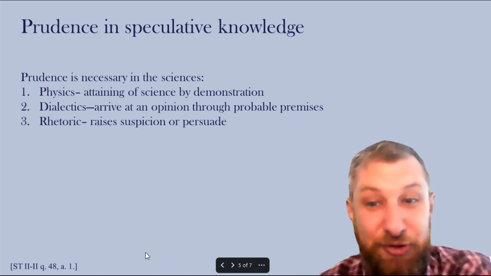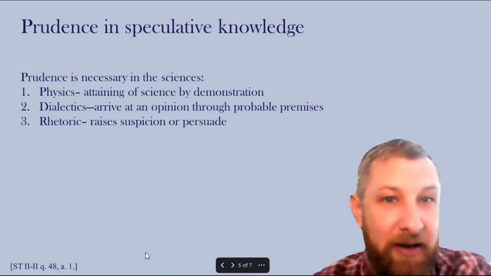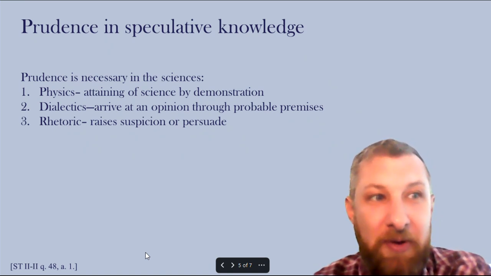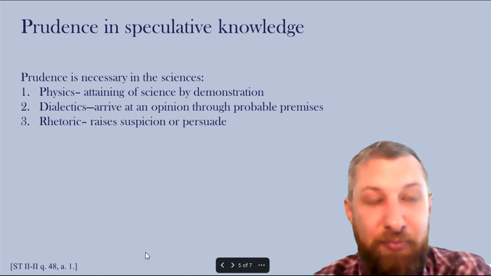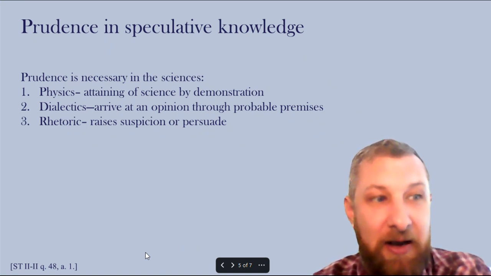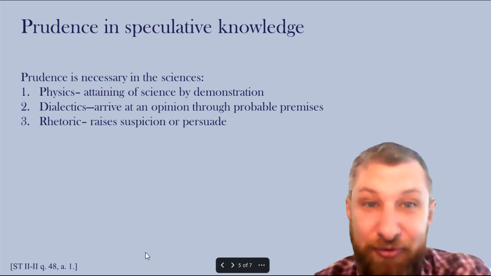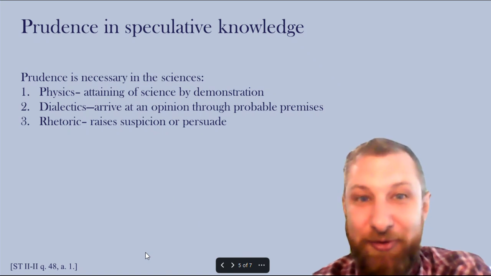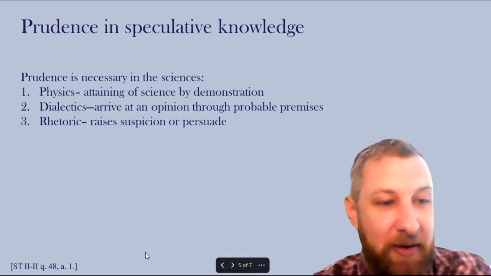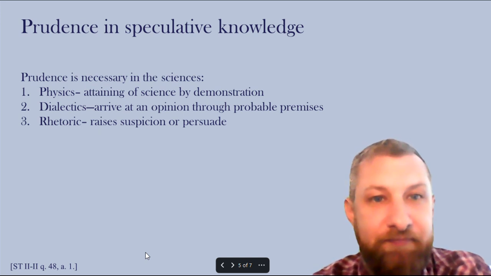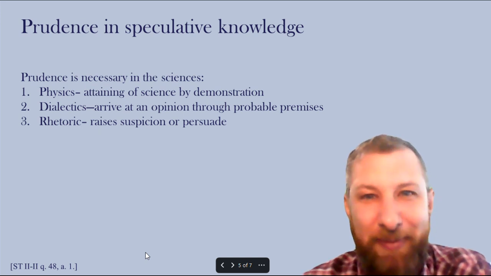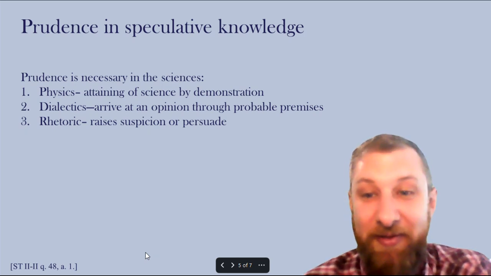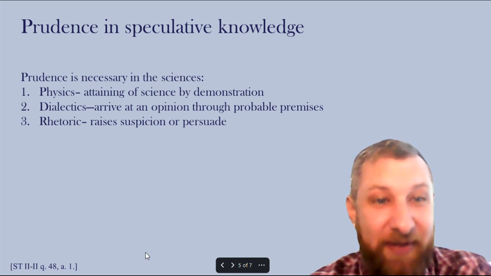Prudence in terms of speculative knowledge. Now, prudence is not generally focused on speculative knowledge. It mostly deals with practical reason, right? Right action is where it stands. But it also can be useful to speculative knowledge, although it is not primarily used for speculative knowledge. It's primarily used in terms of a moral virtue, but it's used in speculative knowledge. Okay. And it's particularly necessary in the sciences.